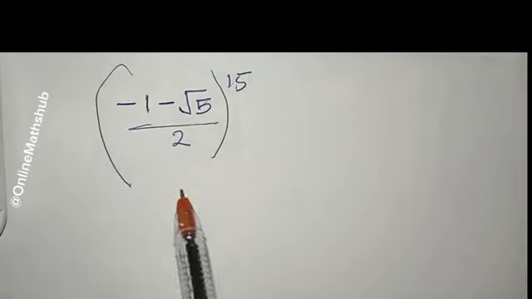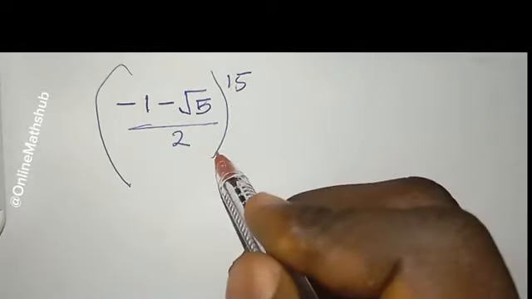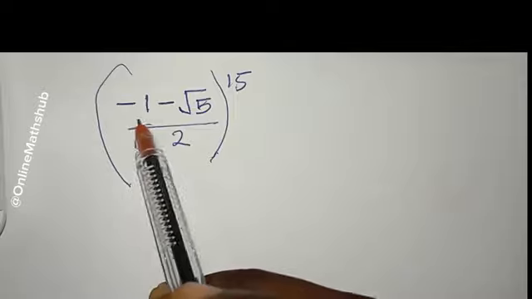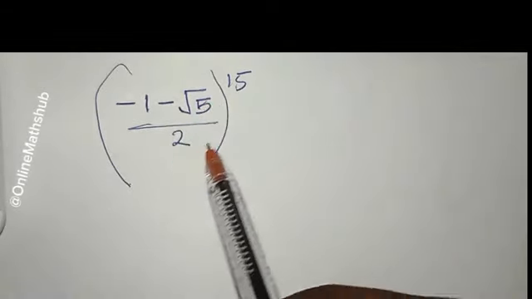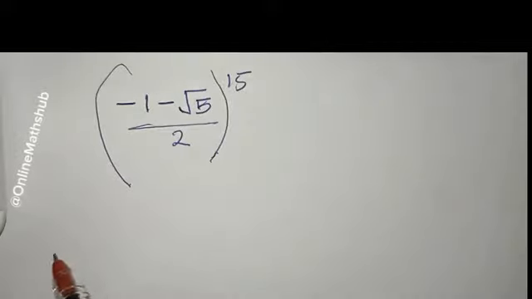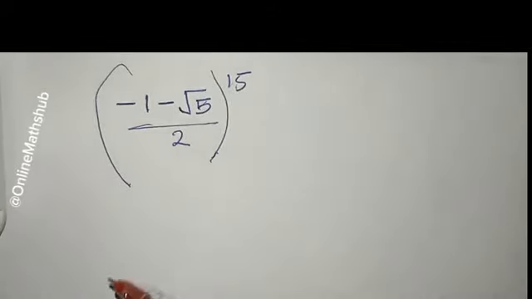We have this question right here to solve, and I'm going to show you how you can solve this problem without the use of a calculator. What we have here is ((-1 - root 5) / 2) all raised to power 15. So we're going to be evaluating this, and then we'll find out what the value of this expression will be.